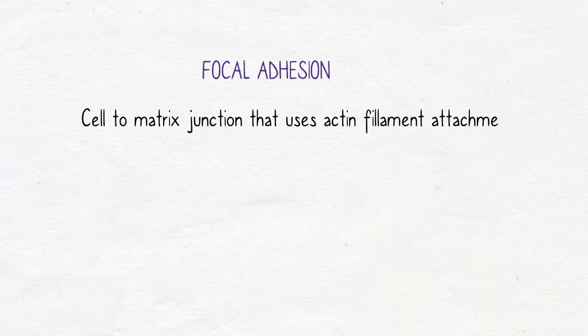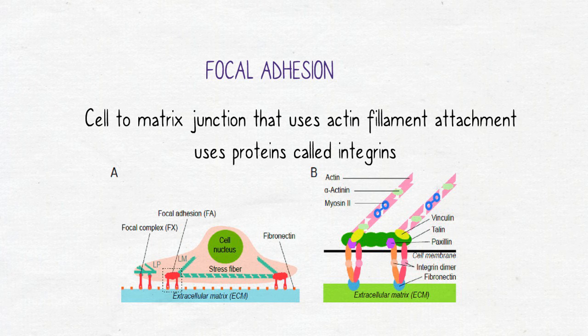The second is the focal adhesion. This is the cell-to-matrix junction, which also uses the actin filaments. It is found in epithelia of various organs connecting the cells with their basal lamina. It has transmembrane proteins called the integrins.